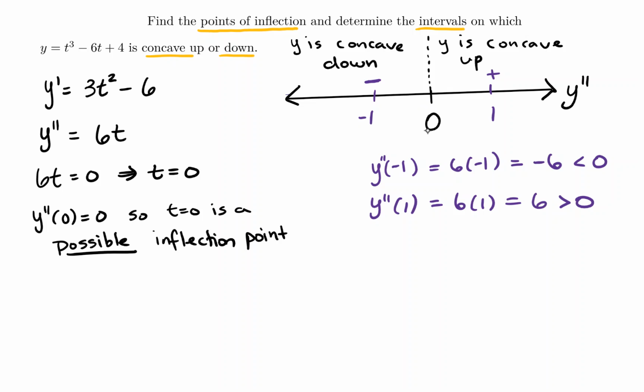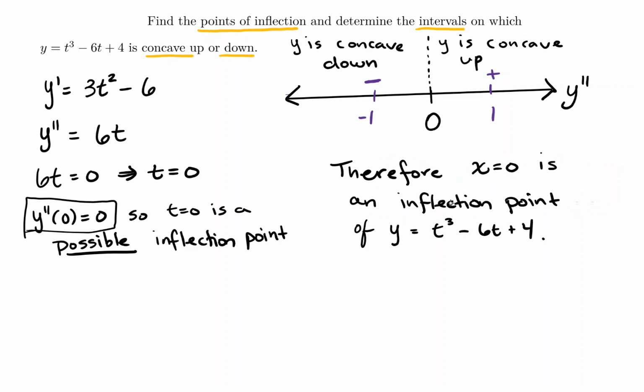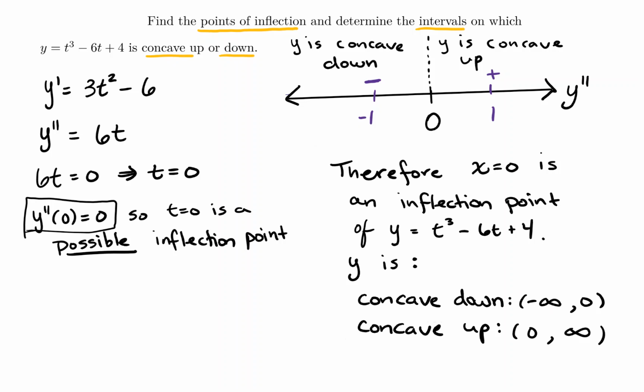Based on this, we have verified that x equals 0 is indeed an inflection point because we have a change in concavity about x equals 0, and the second derivative at 0 was equal to 0. So we conclude that x equals 0 is an inflection point of this function. And then since we were asked about the intervals where it was concave up or concave down, we would just write that quickly. So from our second derivative test, we know it was concave down from -infinity to 0, concave up from 0 to +infinity.